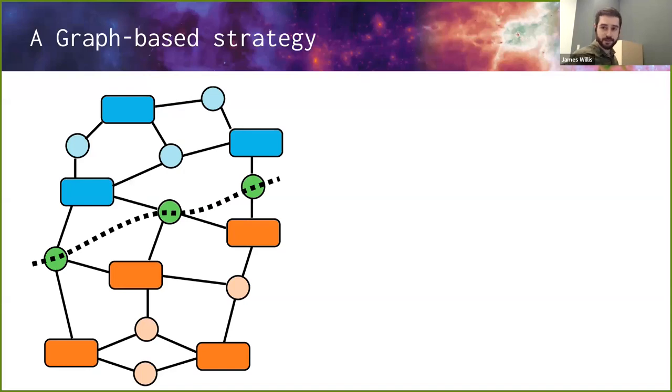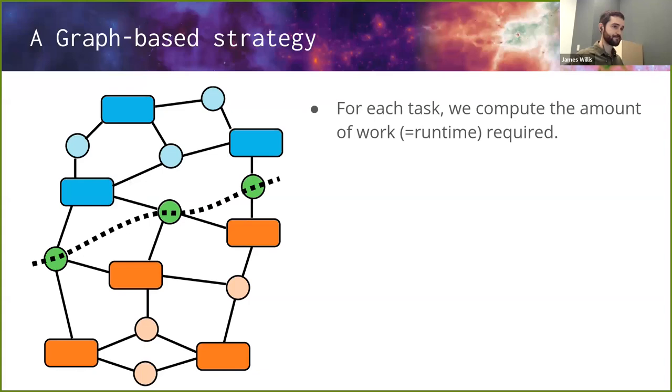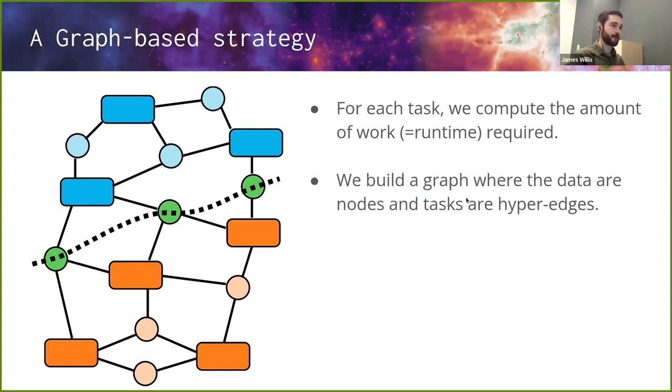So our domain decomposition strategy is, a naive way to do it would just be to take the domain and split it into cubes, into blocks, and then split that across each node. But what if you have a very sparse region in one of these blocks? Then you'll have one node not really doing much work, so this is very inefficiently load balanced. So what we do is, for each task, we work out a runtime, how much computation is in the task, and we use this to create a graph where the data is each of the nodes and the tasks are the edges of the graph.